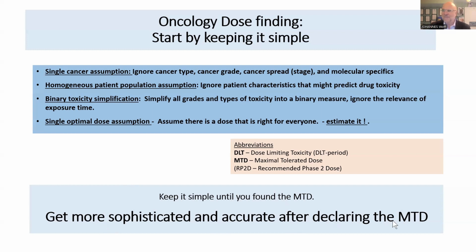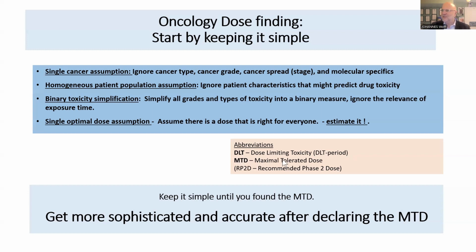Those study designs have certain abbreviations you need to know. DLT stands for dose limiting toxicity, and it is bound to explain what type of toxicity is a DLT, and is also linked to a DLT period, which is the time in which DLTs are counted. If a toxicity of that type occurs after the period, it's not counted as a DLT.